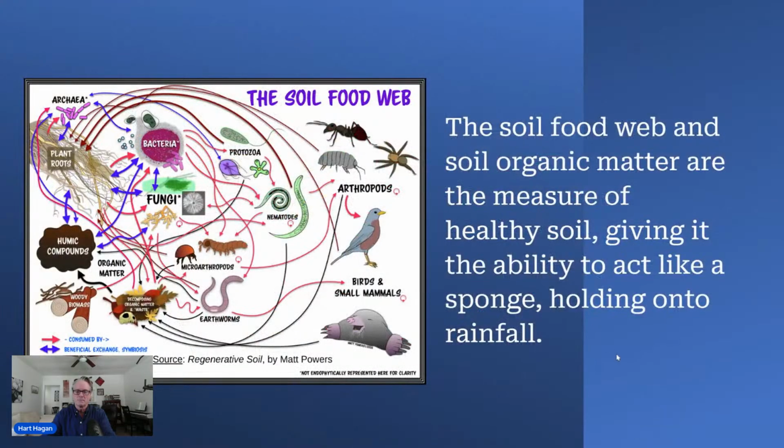The soil food web and soil organic matter are the measure of healthy soil, giving it the ability to act like a sponge holding on to rainfall. So we're talking about all the ways in which forests drive our water cycles. They drive the evaporation, the condensation, the cloud formation, and what's the fourth one? Precipitation. They drive the main aspects of our water cycles.